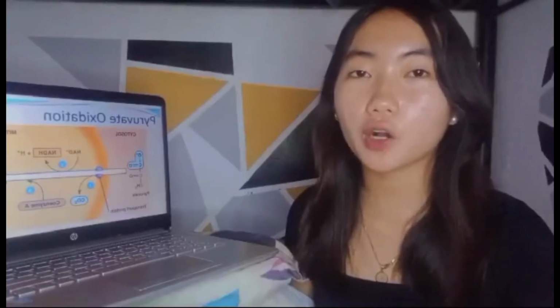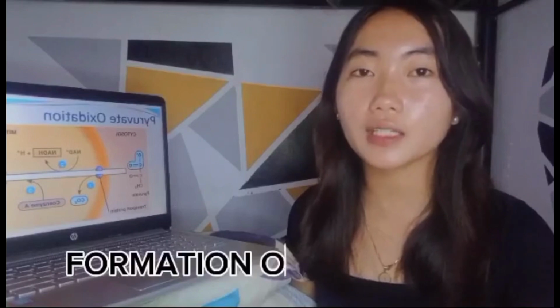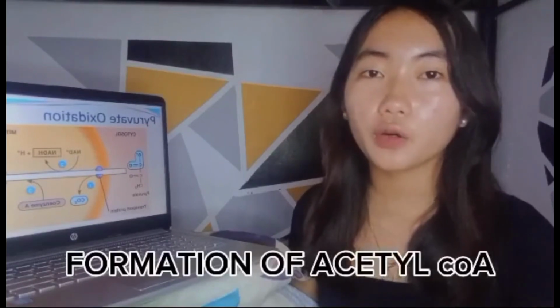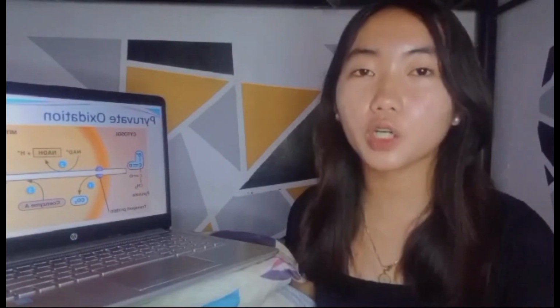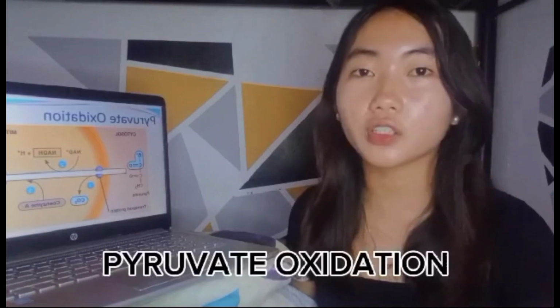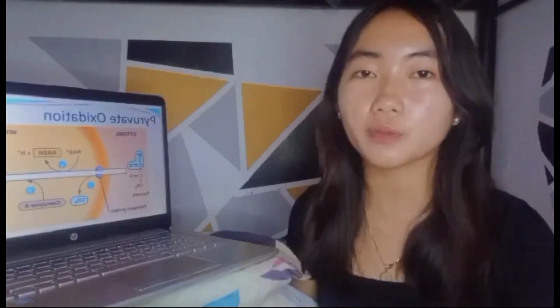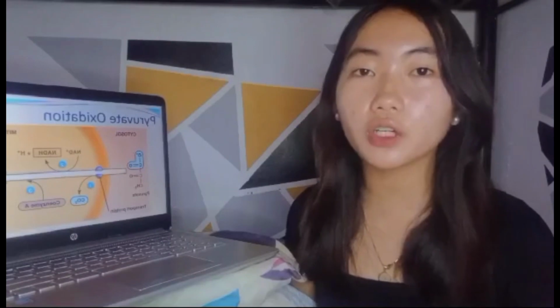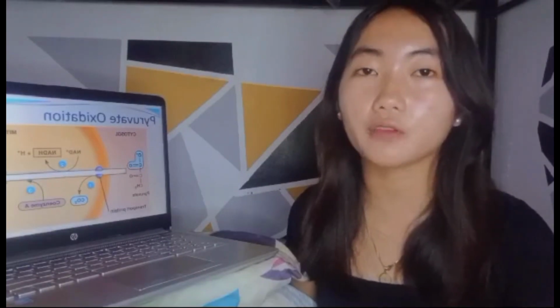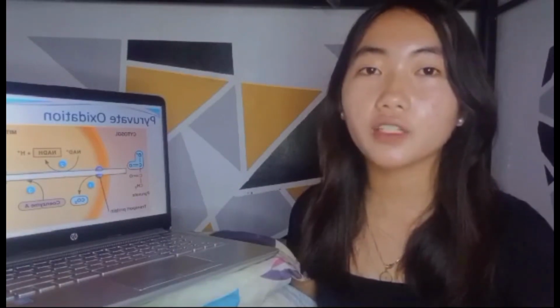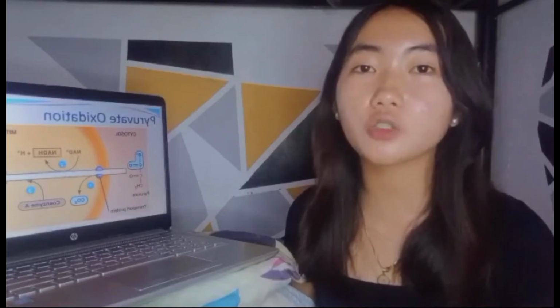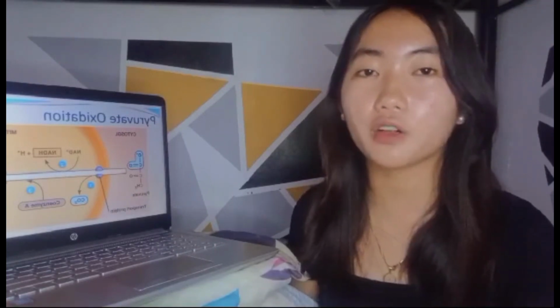So now we will talk about how acetyl-CoA forms. It will start in the process which we call pyruvate oxidation, or the transition step in cellular respiration. So we all know that pyruvate is the final product of glycolysis. So it has 3 states. If oxygen is present, it will go to pyruvate oxidation.